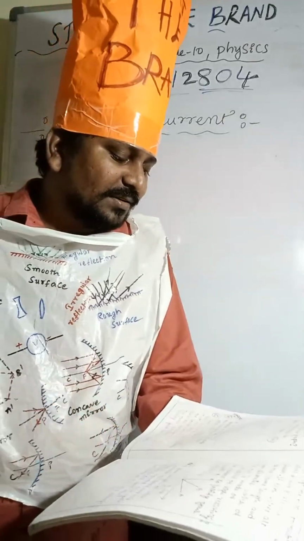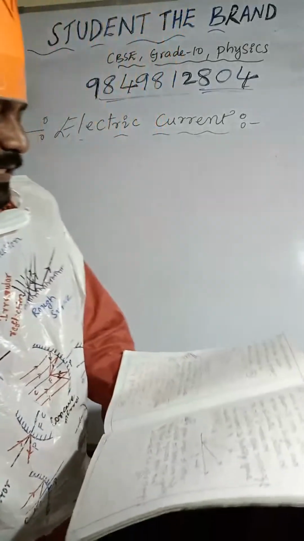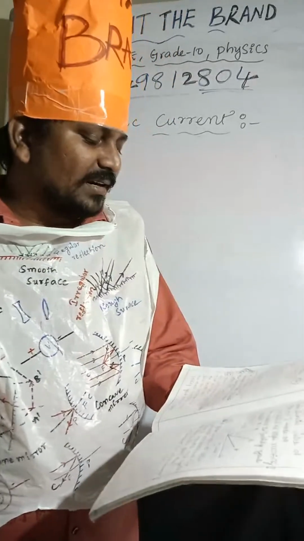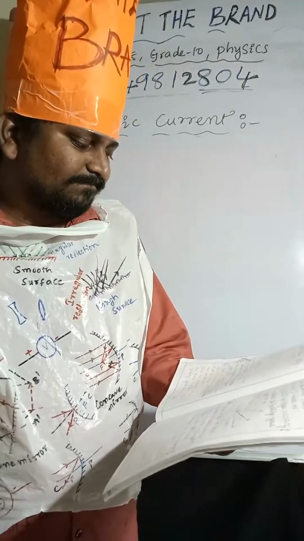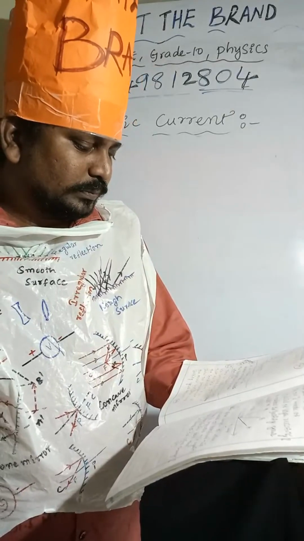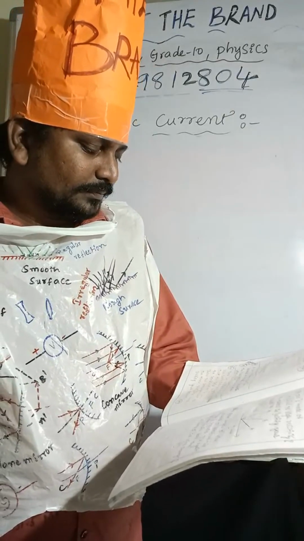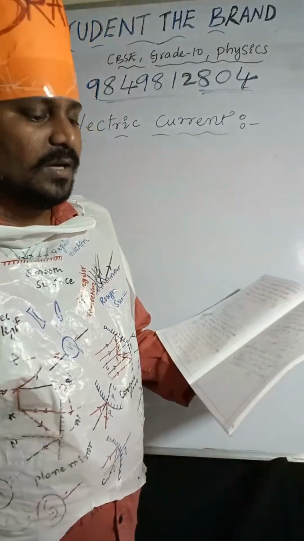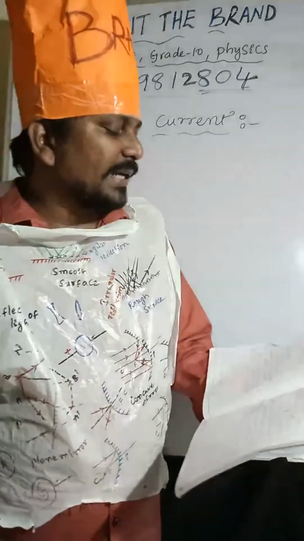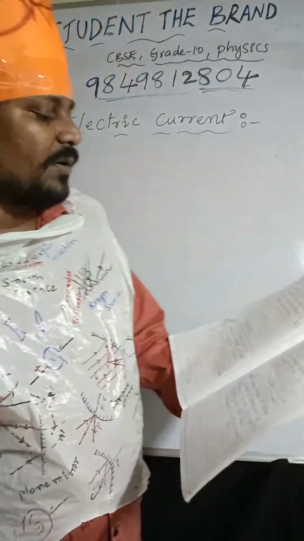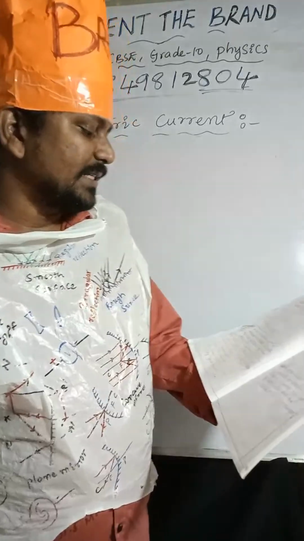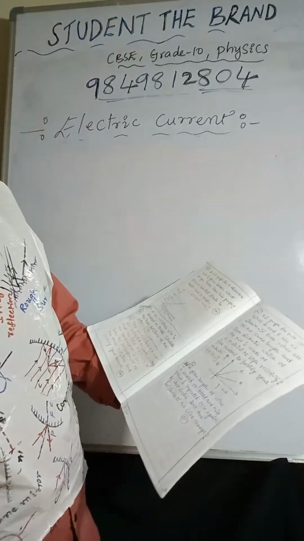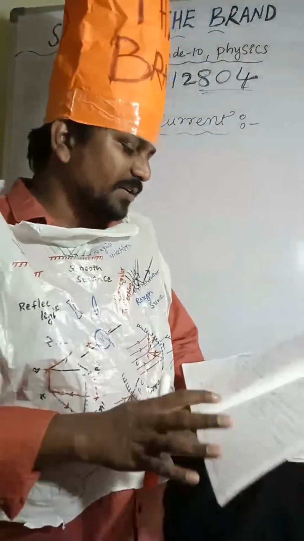So, a 6 ohm resistance wire is doubled on itself. Calculate the new resistance of the wire. Anyone can do this? So, I am giving one question. A 6 ohm resistance wire is doubled on itself. Calculate the new resistance of the wire. So, find out the new resistance. Try to identify.